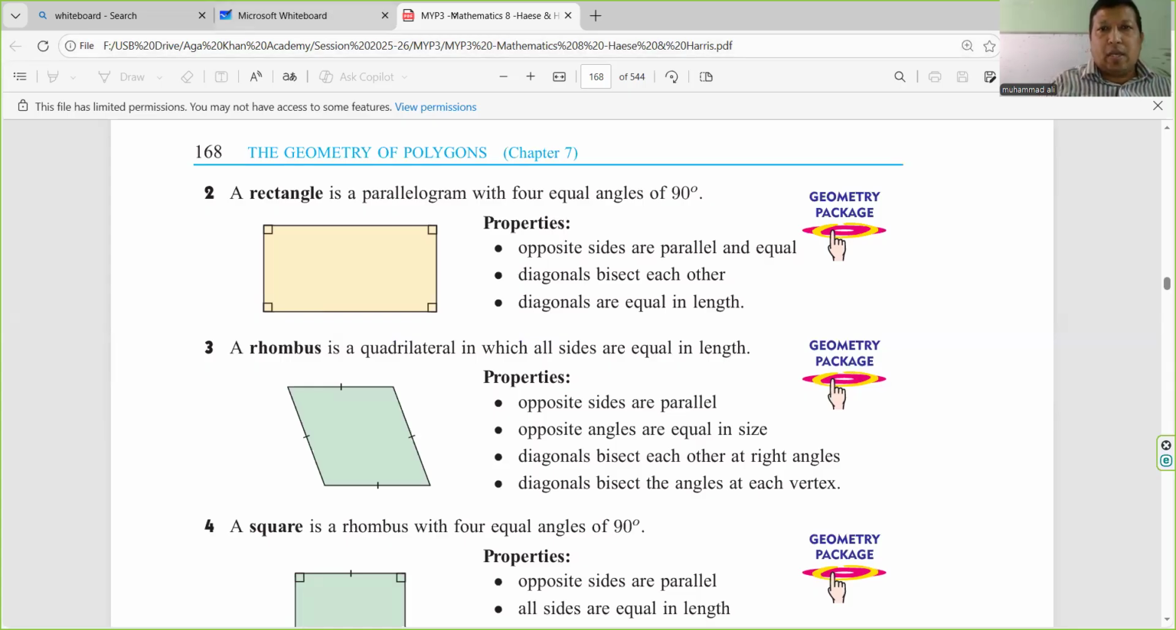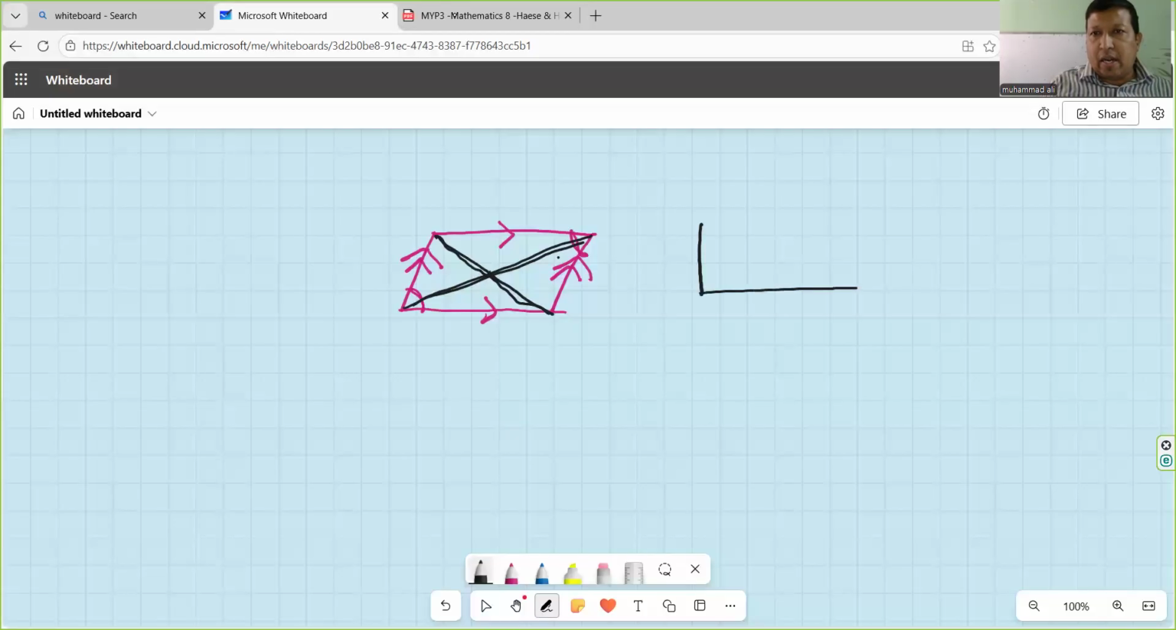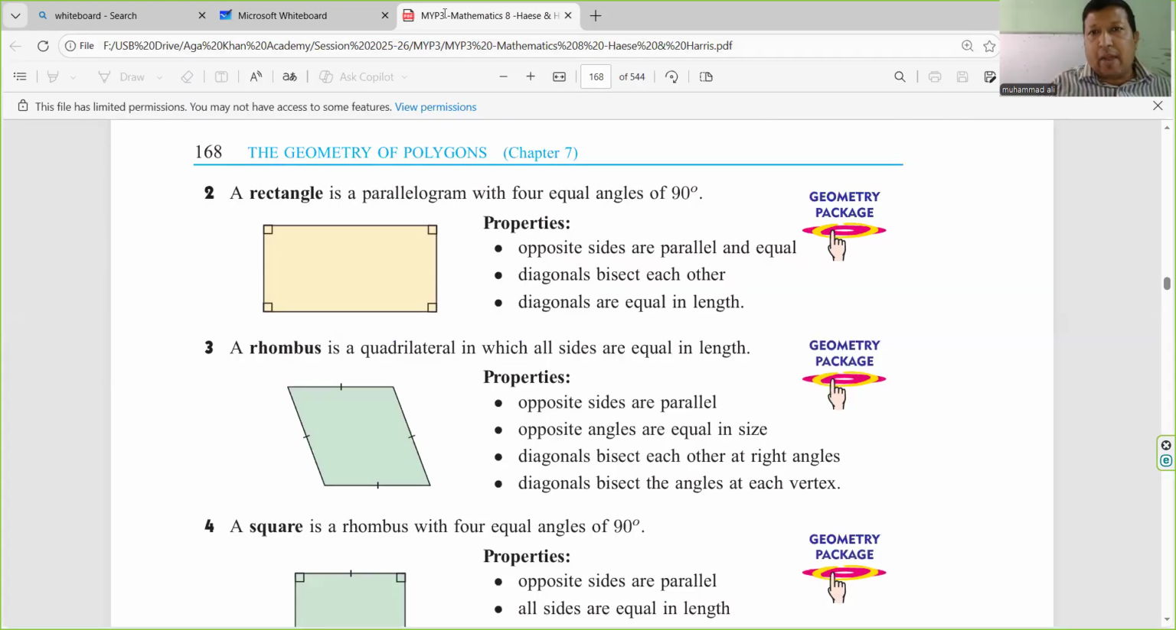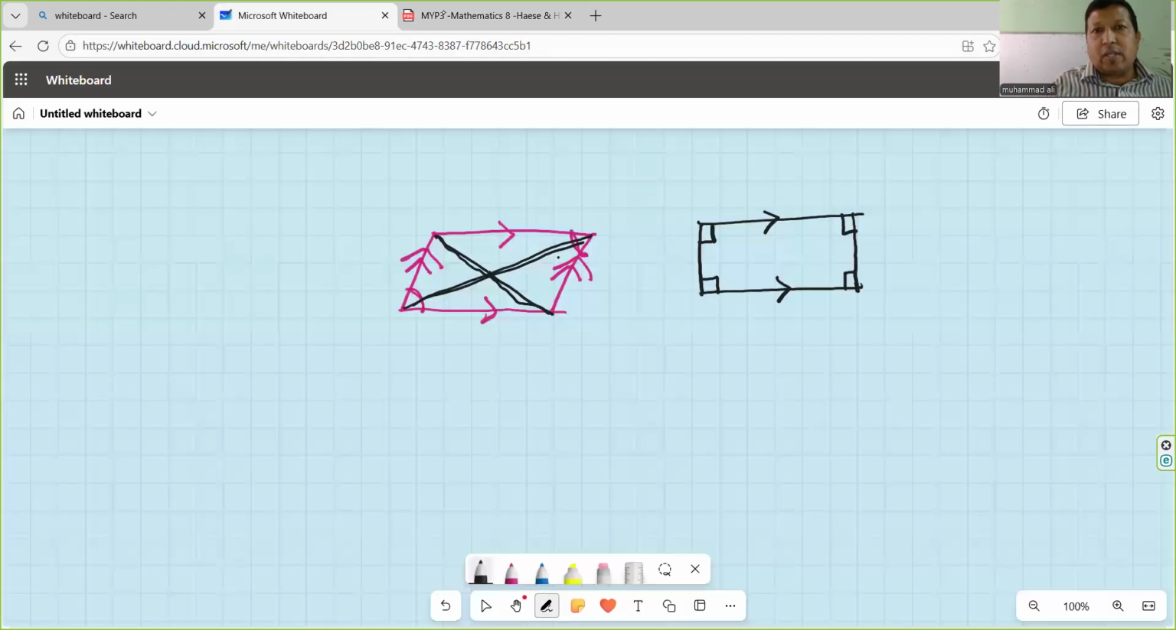So this is a quadrilateral. This is also the same. Both of these are parallel and equal. Each of these angles is a right angle, 90 degrees. And a very important thing is diagonals are equal in length. Diagonals bisect each other and diagonals are equal in length.